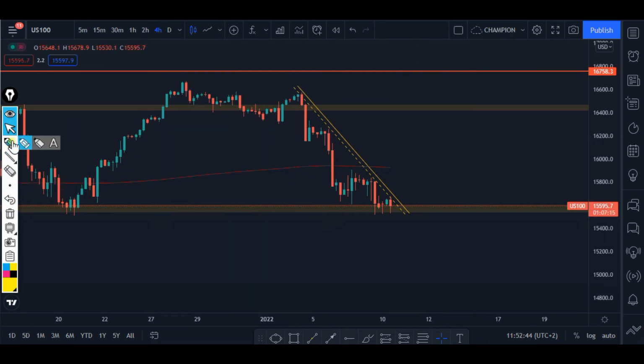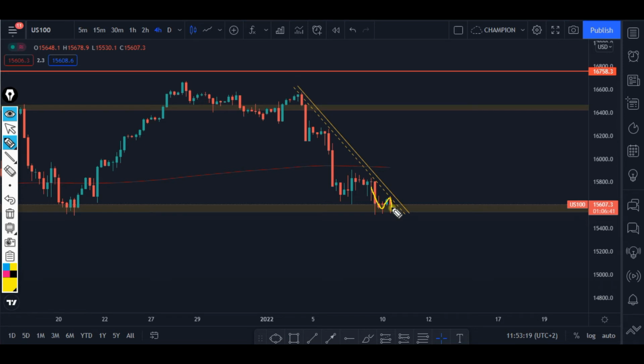Let's say the market comes and respects this area right here, breaks this area right here, comes and retests, we place our buy. That's where we will be placing our buy. I hope you guys are able to see that the market is respecting this area here. If it breaks this, the market is respecting this area.